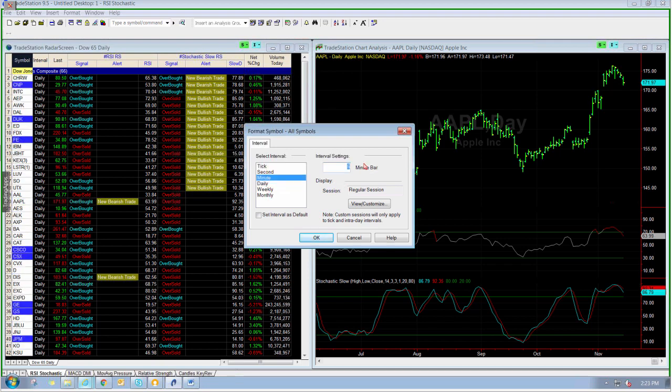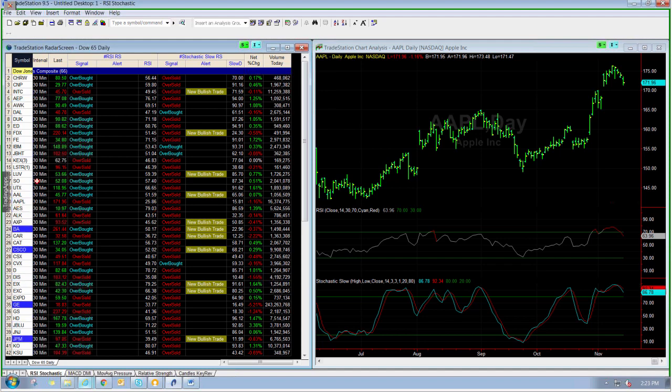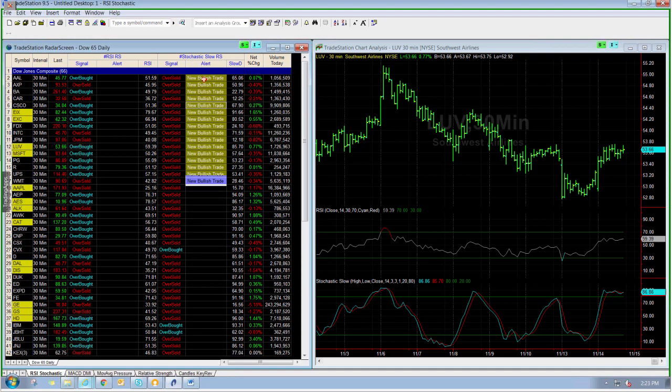So if I wanted to make these all 30-minute charts, instead of daily stochastic and daily RSI, if I'm an intraday trader, I can just change it to 30 minutes, and now I'm looking at 30-minute RSI and 30-minute stochastic. And again, the chart is linked to RadarScreen, so the interval in the chart also changes. So I'm looking at apples to apples here.